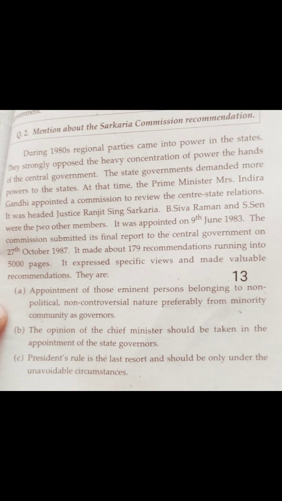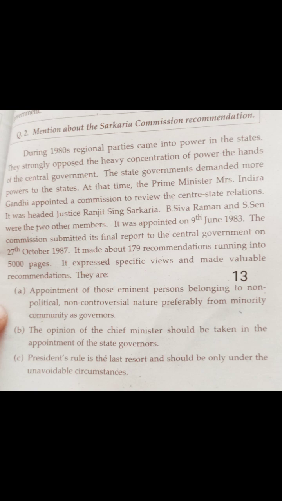A. Appointment of eminent persons of a non-political, non-controversial nature, preferably from the public community, as governors. B. The opinion of the Chief Minister should be taken in the appointment of state governors. C. President's rule is the last resort and should be used only under unavoidable circumstances.